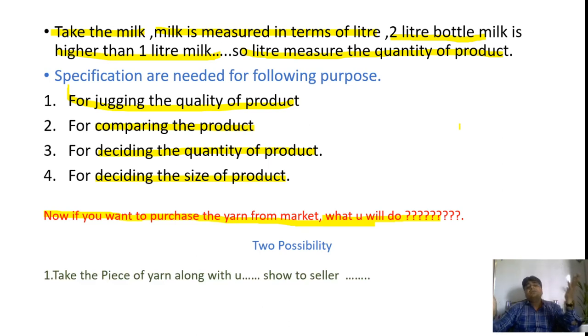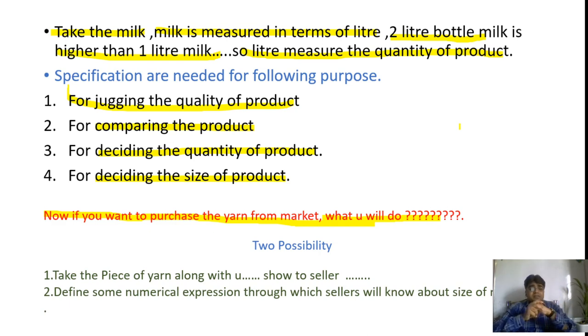The purchase possibility number one: you take a piece of yarn, a specimen of that particular yarn, and show it to the seller, saying I need this kind of yarn. He is going to see the yarn, and according to that he will give you the yarn if it is available. If it is not available, he will source it from some outside place. Okay, so this is possibility number one. But this possibility is especially useful for illiterate people, those who do not know about that particular product. For them this is very fine.